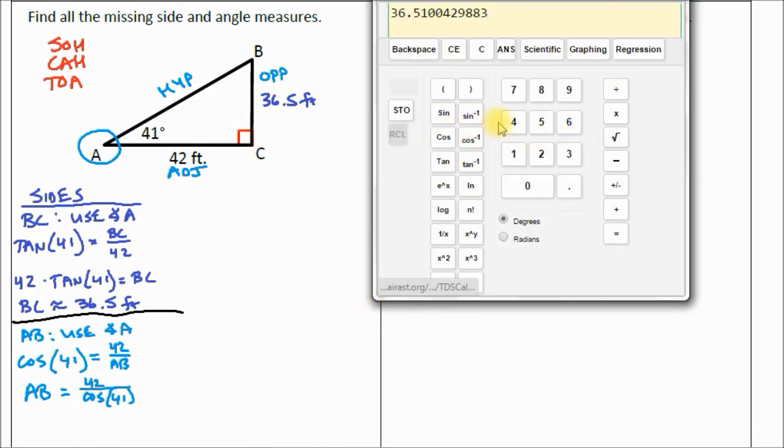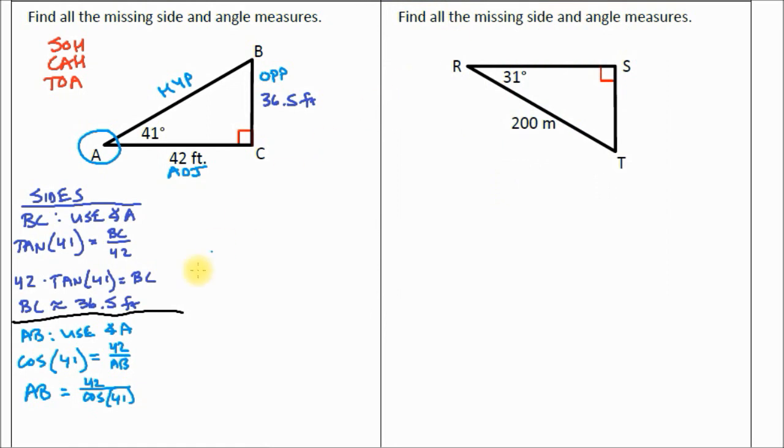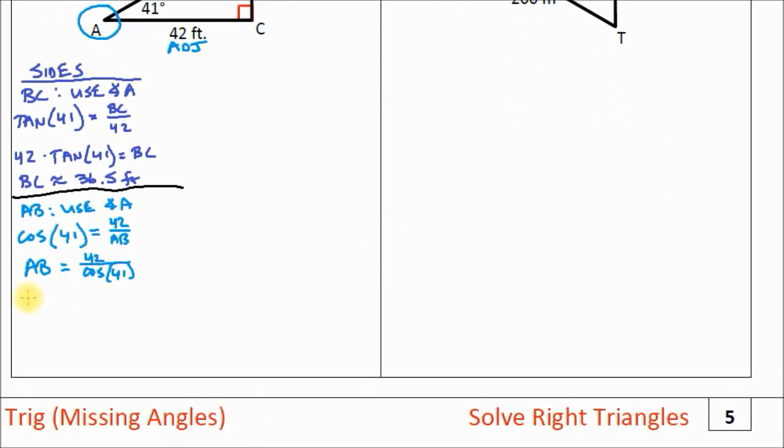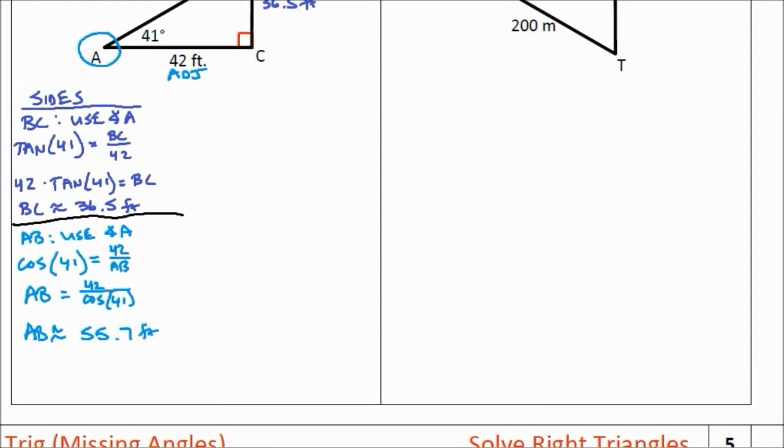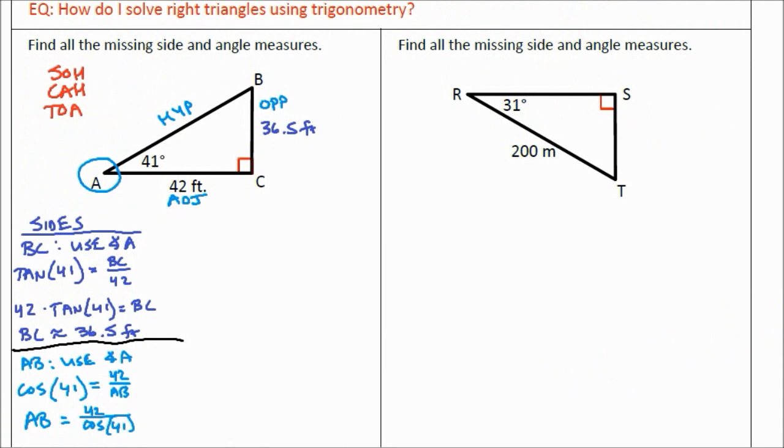So 42 divided by cosine of 41 equals 55.65. That 5 means we're going to round it up to 7, so 55.7. So let me scroll here. AB is approximately 55.7 feet. So I will go ahead and label that on our hypotenuse.